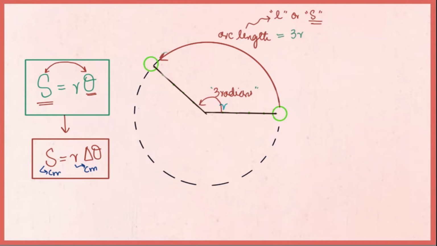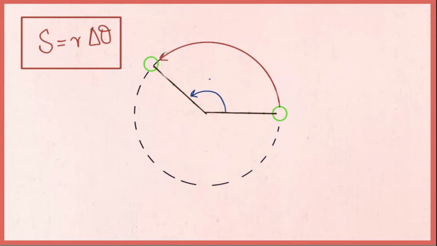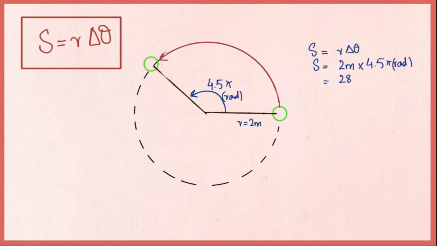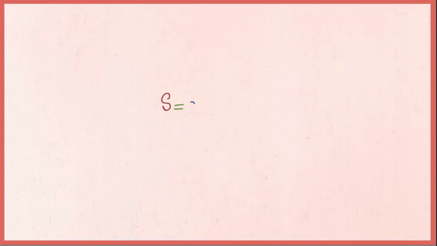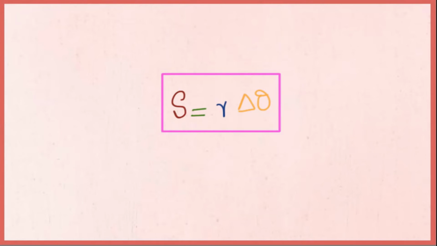Let's play with some numbers so that you can understand this better. Consider a tennis ball which is rotating through an angle of 4.5 pi radians and the radius is 2 meters. Then the distance traveled will be 28.26 meters. This equation, S equals radius times delta theta, gives us the translation of angular displacement into its corresponding regular variable. The mathematical proof of this equation is in our geometry course. Check that out as well.